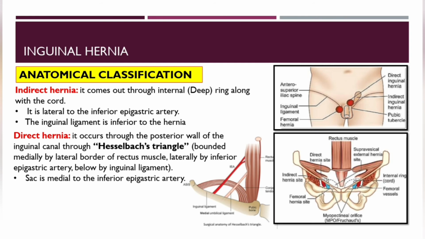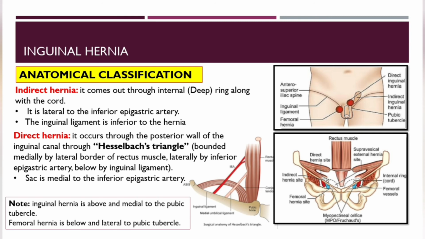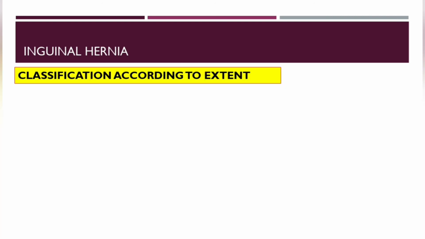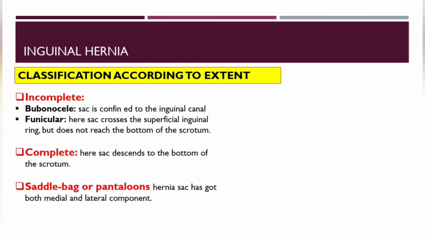The inguinal hernia is above and medial to the pubic tubercle. The femoral hernia is below and lateral to the pubic tubercle. This is important so that you won't confuse the location. Classification according to extent. There is incomplete, complete, and saddlebag or pantaloon.